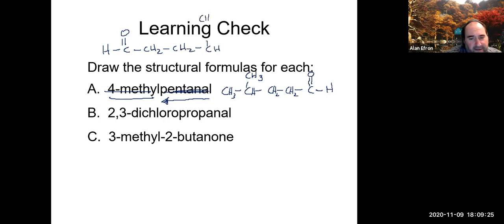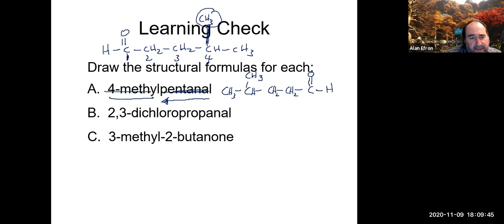I'm just going to go above it, around the room there, and we'll go this way. If you drew it like this, perfectly fine. It's not a problem. Again, in this case, this would be carbon one, this would be carbon two, carbon three, carbon four, and there's my methyl group attached at carbon number four. So either way is fine.